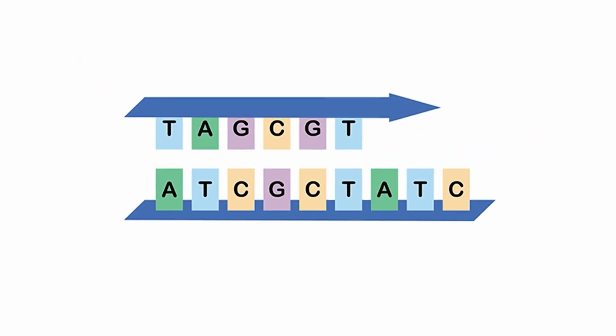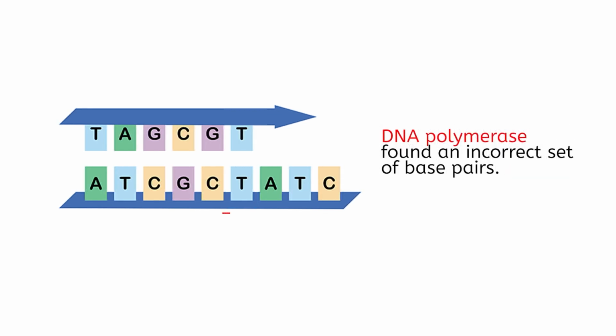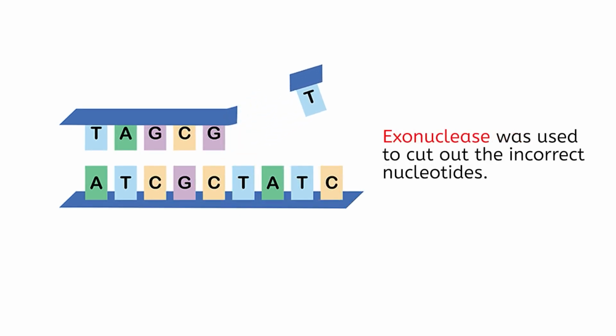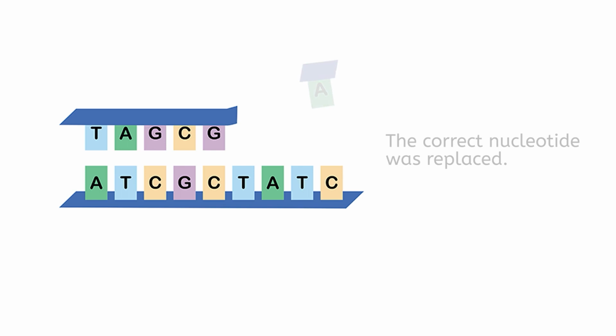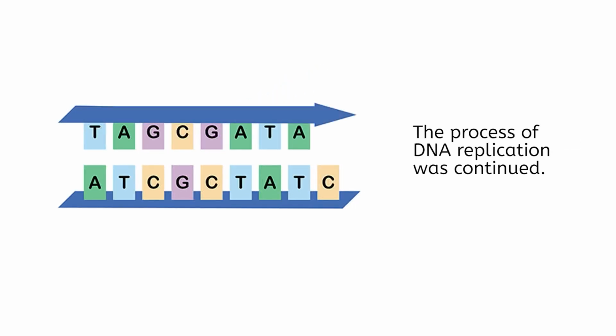This strand is also proofread as it is made, and cases of mismatched bases are fixed. In this case, a T has paired with another T instead of an A. The enzyme exonuclease cuts out the mistake here so that it can be replaced with the correct nucleotide.